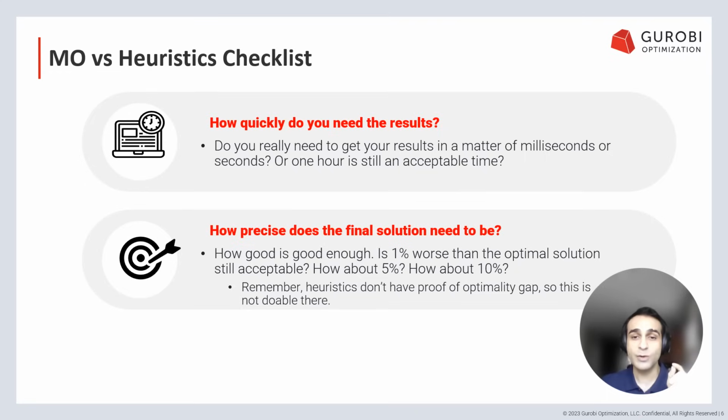Now, this is where someone may say, if not getting the optimal solution is acceptable, then why not use heuristics to get the solution faster? Well, remember, heuristics don't have a proof of gap. So you can't just say stop at 5%. That's doable with MO.